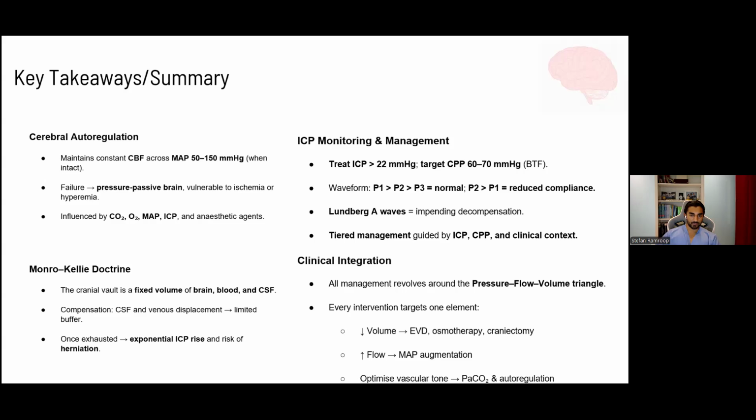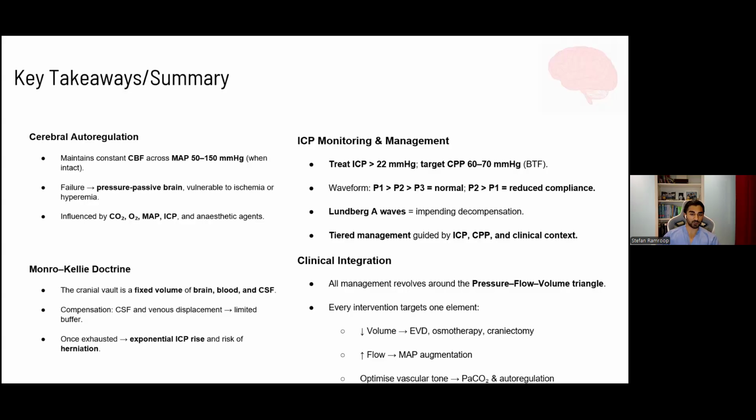So just to wrap up the presentation, here is a summary of key takeaways. First is to remember that cerebral autoregulation is the brain's ability to maintain a constant blood flow across a wide range of perfusion pressures. When it fails, the brain becomes pressure passive. So every blood pressure swing can translate directly into ischemia or swelling.